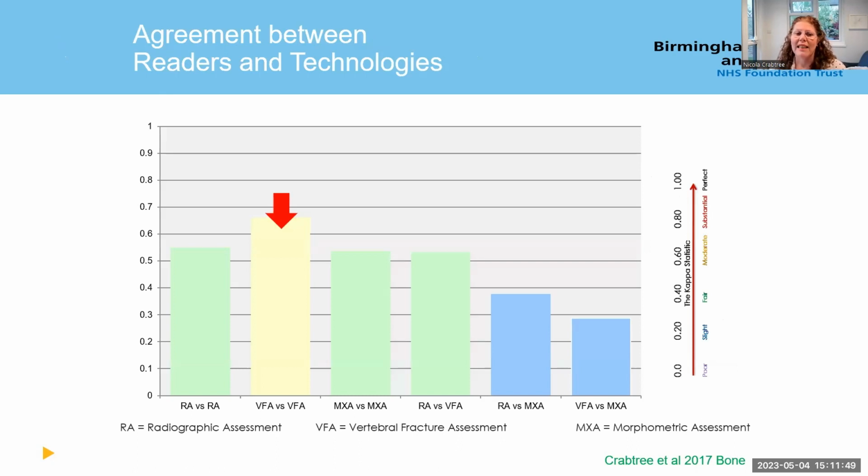Going back to our validation study, we compared radiograph with radiograph analysis, VFA with VFA, and then morphometry, where we measure the shape of the vertebrae against itself, and compared each of the technologies. Shown here by the red arrow, the vertebral fracture assessment by DEXA scanning had the greatest agreement, but it was only a moderate agreement. This is between 5 different operators. We got slightly less agreement for radiographs and the quantitative techniques, and much poorer agreement when we compared the morphometric techniques with the radiographic or DEXA techniques.